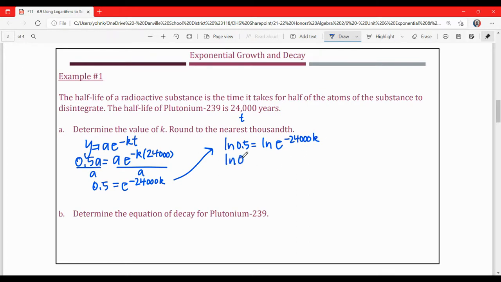The left side doesn't change, but on the right side, the ln and the e go away, and you have negative 24,000 k. I can divide by negative 24,000. And that gives me k equals 2.888.